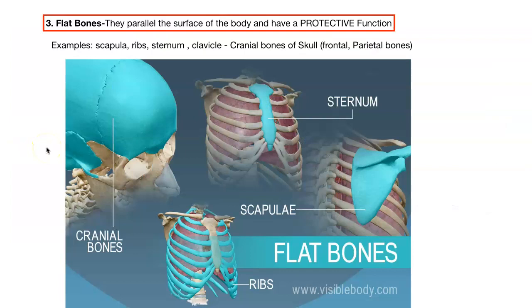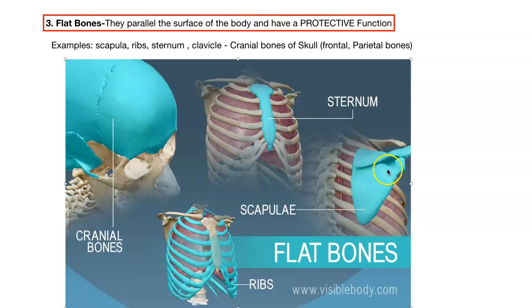Then we get to these bones we call flat bones. Flat bones, they parallel the surface of the body and they have a protective function. So a lot of students will think, well, a rib, if you look at a rib, is that not a long bone? No. This is paralleling the surface of the body and it has a protective function. That is the ribs. Of course, the sternum.